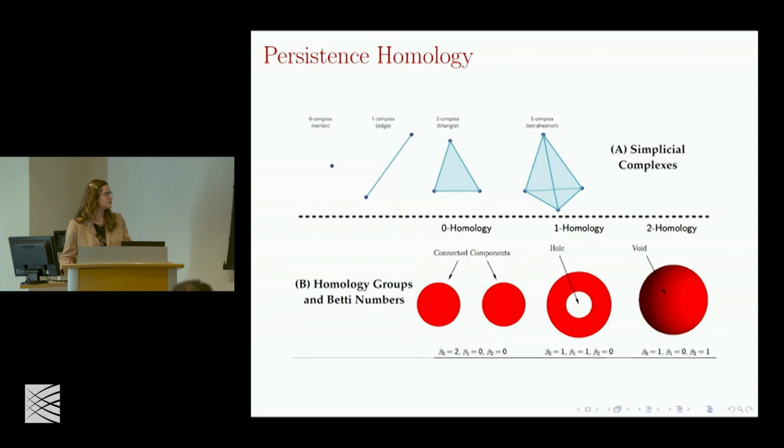Beta 1 here is 1, sorry. The first Betti number is 1 because we have 1 hole, and then we also have 1 connected component, so Betti 0 is 1. And then finally, we have beta 0 equal to 1 here because there is one connected component. We don't have any holes, but we do have one void, so that is beta 2 equals 1.